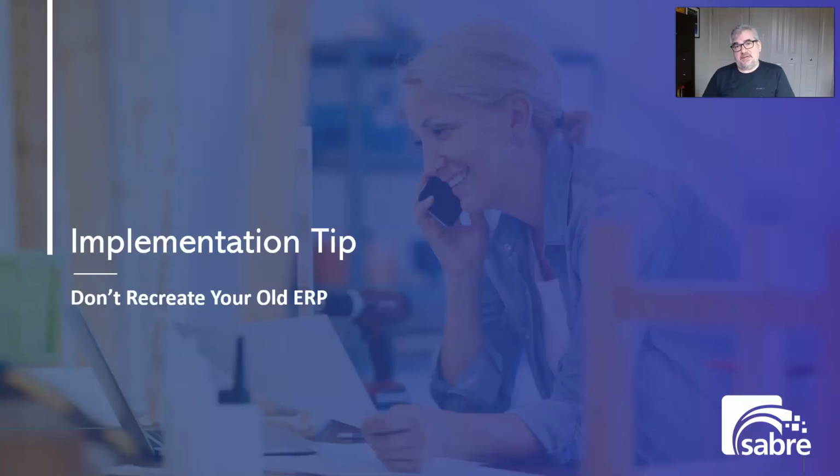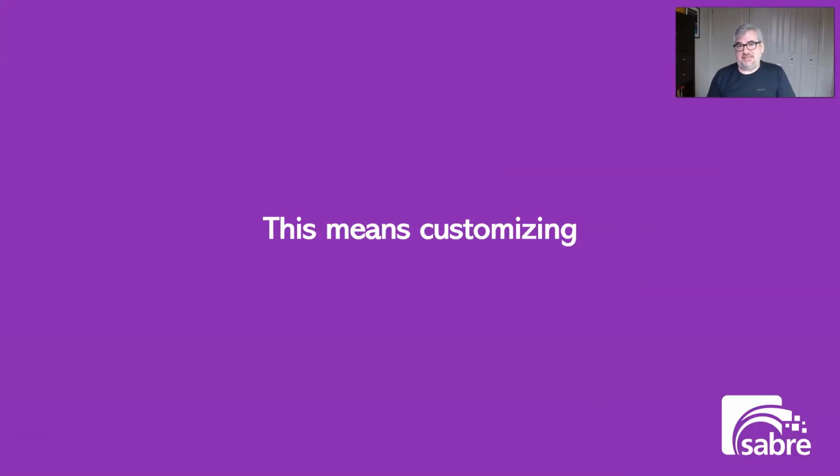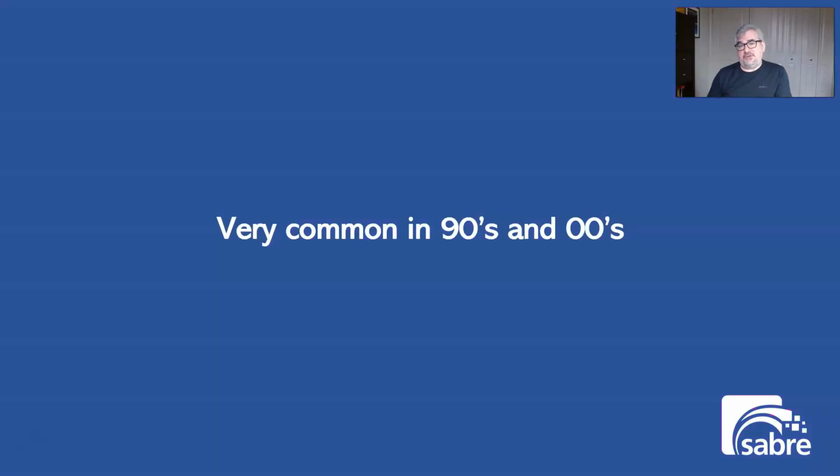So today I want to talk about an implementation tip. It's something that I see companies occasionally do incorrectly. They could do a better job in that they are trying to recreate their old ERP system with Business Central, and I want to go over why that's probably not a really good idea. The first is it means customizing, and probably a lot of customizing. It was really common in the 90s and the 2000s.